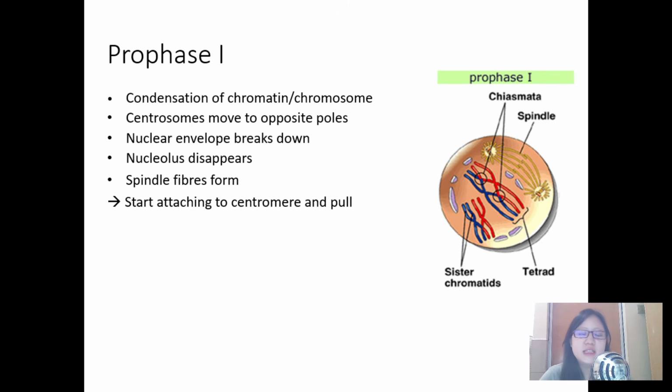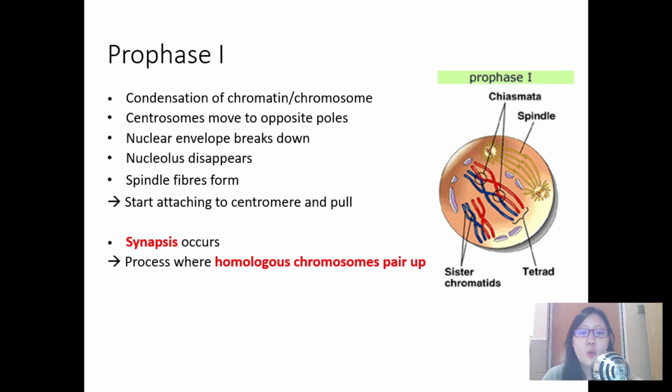But what is different between the prophase you know and prophase 1 in meiosis 1 is this. Number 1 is synapsis. Repeat it after me. Synapsis. Now, what is synapsis? Synapsis is where the homologous chromosomes, so the pairs, pair up. Okay, they find each other and they come for a date.